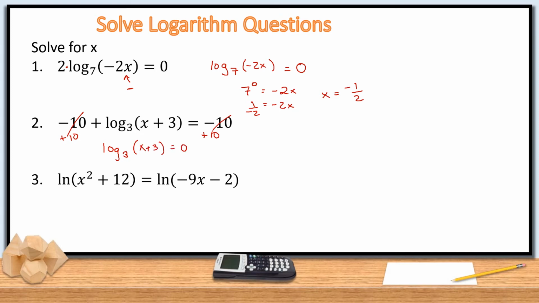So once again, if we're putting this in exponential format, 3 to the power of 0 is equal to x plus 3. 3 to the power of 0 is 1. So then subtract 3 from both sides, x equals negative 2.